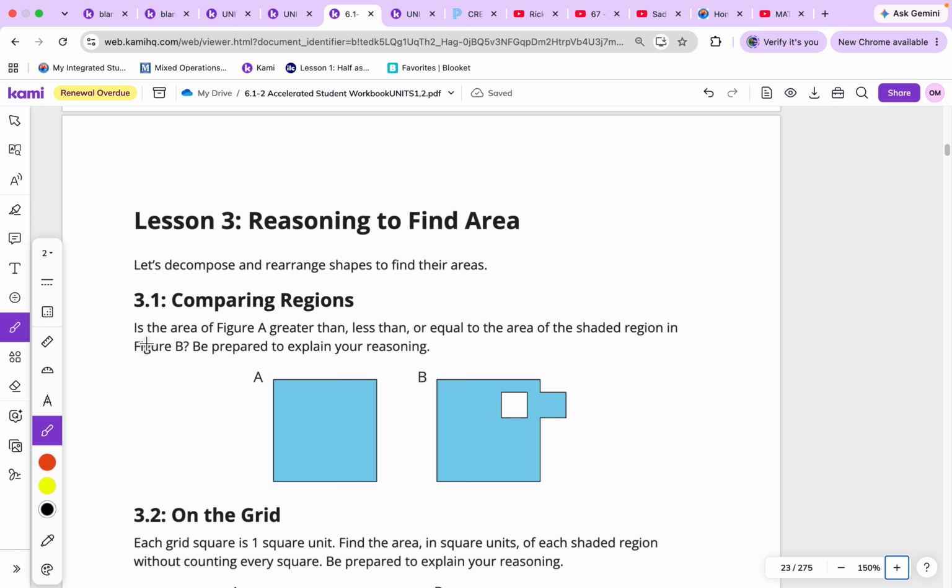Section 3.1. Is the area of figure A greater than, less than, or equal to the area of the shaded region in figure B? By looking at this, it looks like I can cut this little square that's sticking out. Looks like I can decompose it, that means take it apart and then rearrange it and compose it back here in this empty space, which would fill up the gap. So these two shapes are pretty much equal in area.